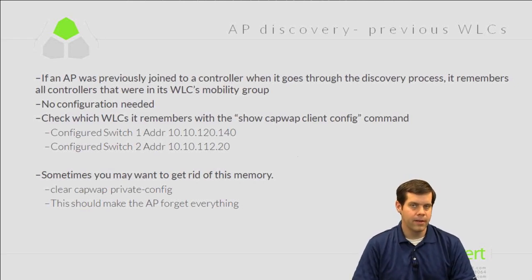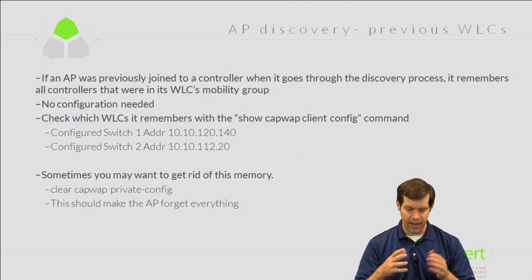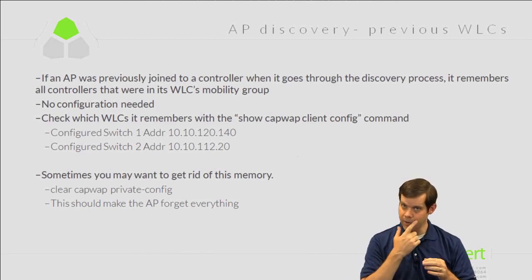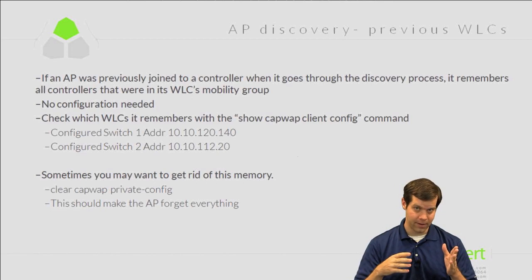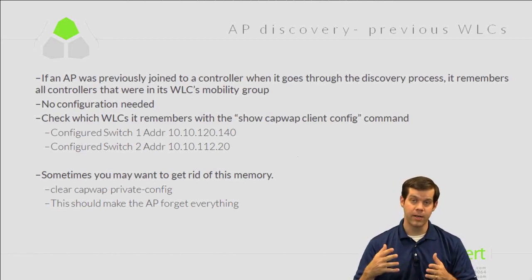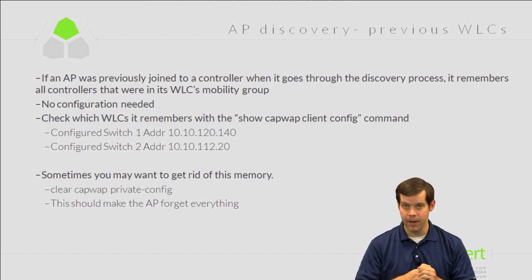Now, sometimes it can be a bit of a pain, especially if you're trying to lab a bunch of different stuff up. Your AP might be remembering controllers it was on, but you don't want it to join up to that controller anymore. You want it to use these other methods. Well, in order to get rid of that information, you need to enter the clear capwap private config command. You'd have to do this from enable mode.